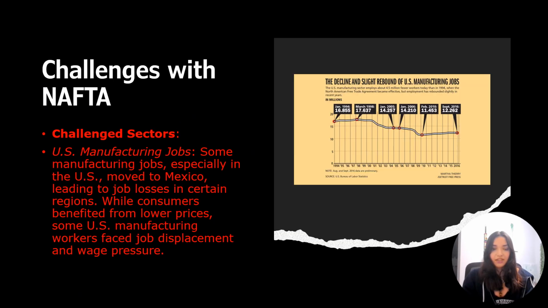So a challenged sector in NAFTA is US manufacturing jobs. Some manufacturing jobs in the US moved to Mexico, which has led to job losses in certain regions, even as consumers benefited from low prices. Some US manufacturing workers face job displacement and wage pressures.